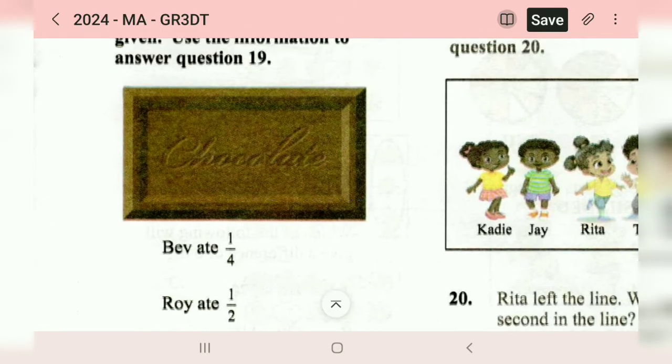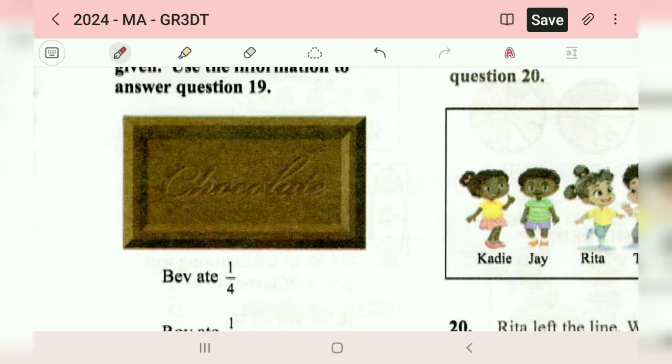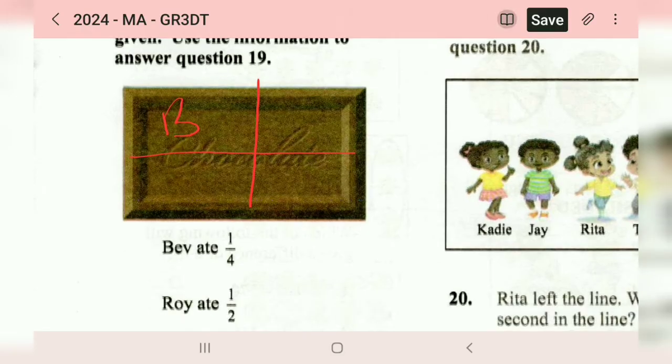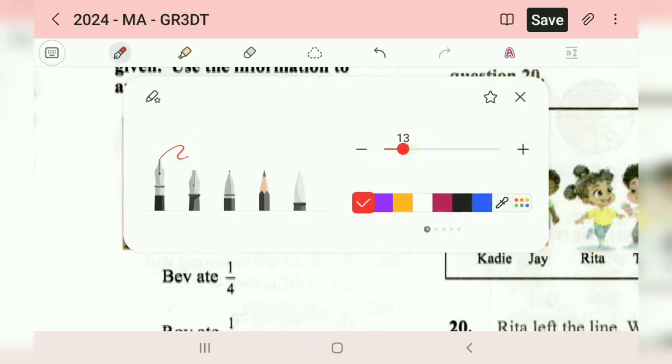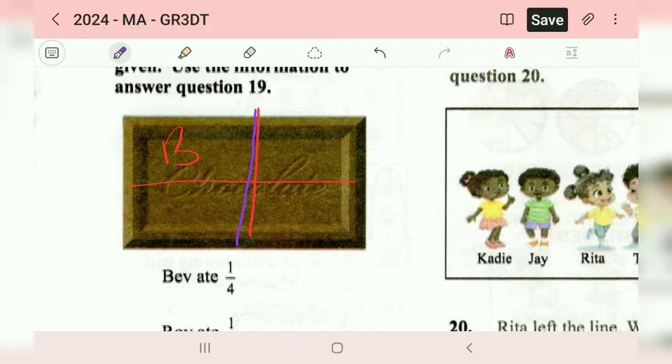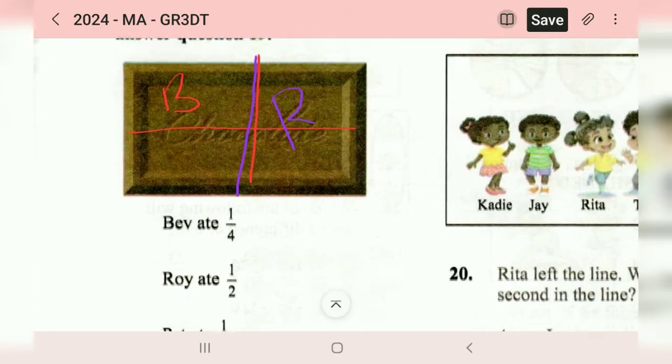So let's look at what maybe we need to put. So let's say this is Bev. If we put it in 4, this is Bev. All right. If we put it in halves, so let's use another color for the half. So let's say we put it in half. Let's put it in half. And if we cut it in half, let's call over here. So who eats a half again? Roy. And now it says Pat eats 1/6.